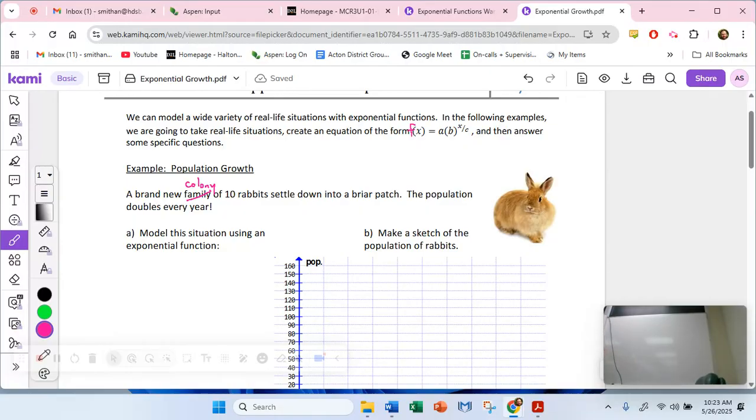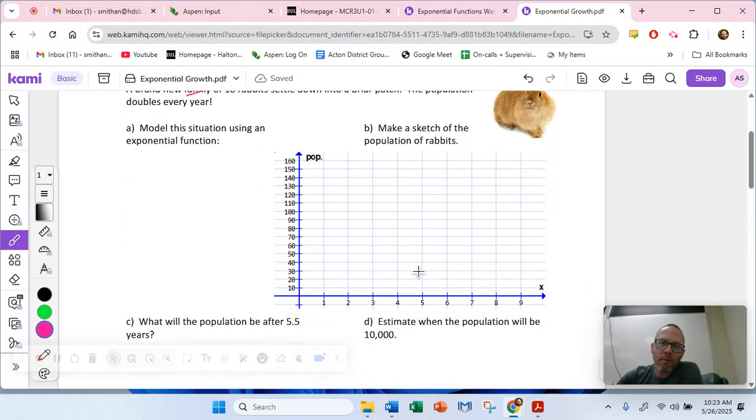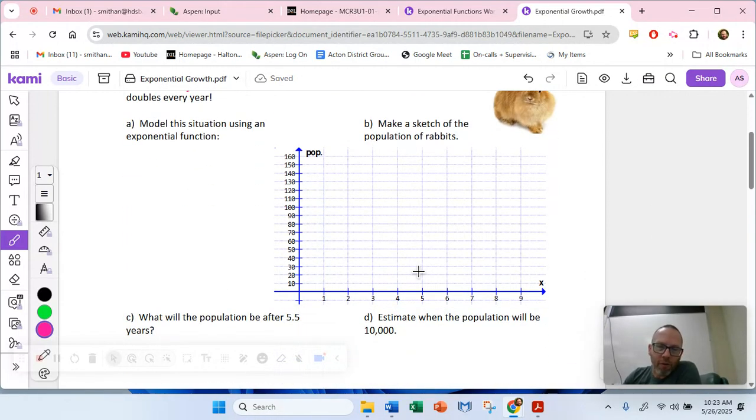All right. The population doubles every year. So let's just make a sketch. This is a simple enough scenario that we can all make a sketch of what's going on. The bunny population will start at 10. We don't have to think too hard about this. The bunny population starts at 10, and then every year it doubles. So from 10 to 20, and then from 20 to 40.